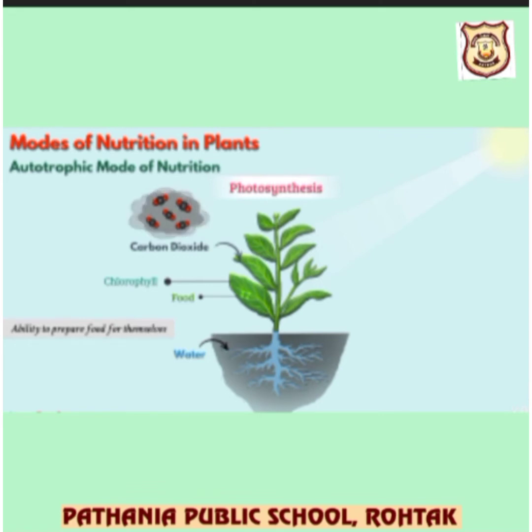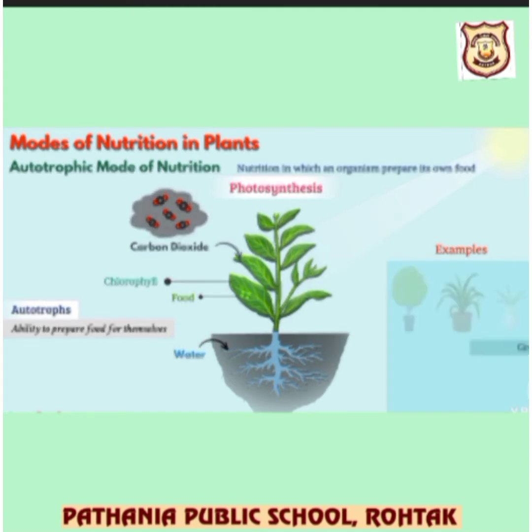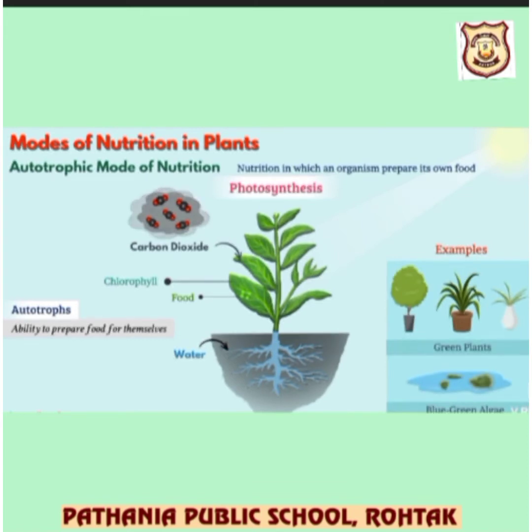Plants have the ability to prepare food for themselves. That's why they are called autotrophs. Now, nutrition in which an organism prepares its own food is called autotrophic mode of nutrition. So, a few examples of this autotrophic mode of nutrition are green plants and blue-green algae.